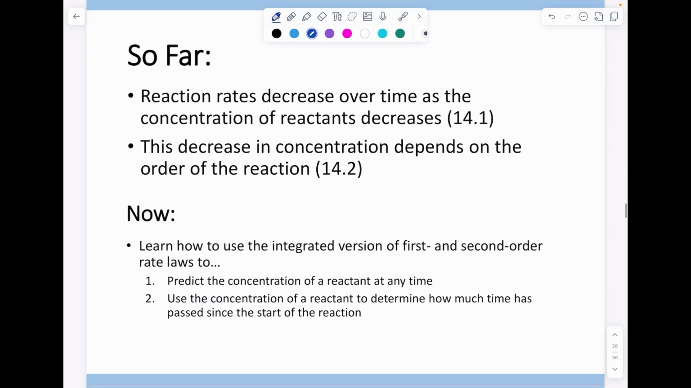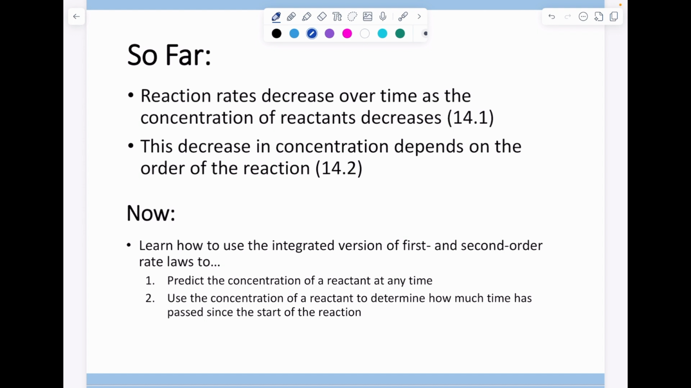So far, we've talked about how reaction rates decrease over time as the concentration of reactants decreases. This was the first section. We covered this in class, and we have seen it in a lot of the graphs that we've looked at so far in this chapter. This decrease in concentration depends on the order of the reaction. We talked about that as well. If you have a higher order, the decrease is more significant.